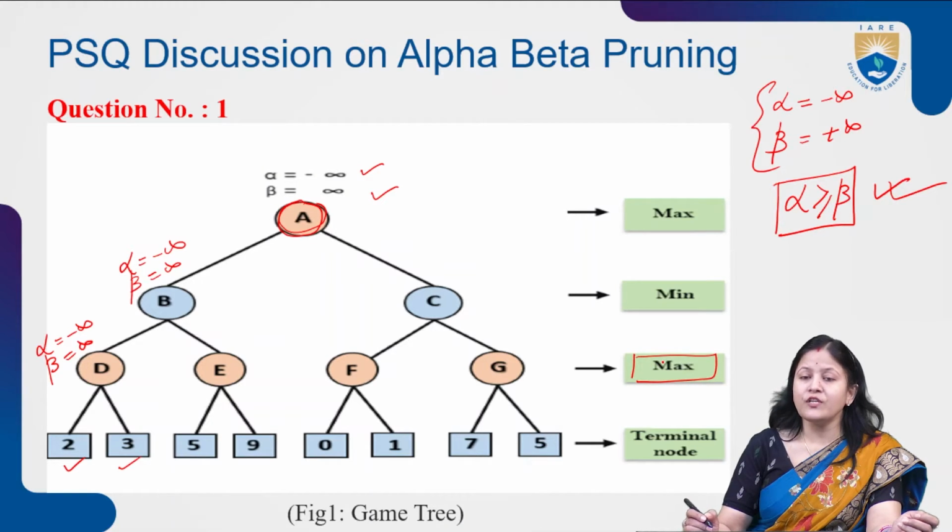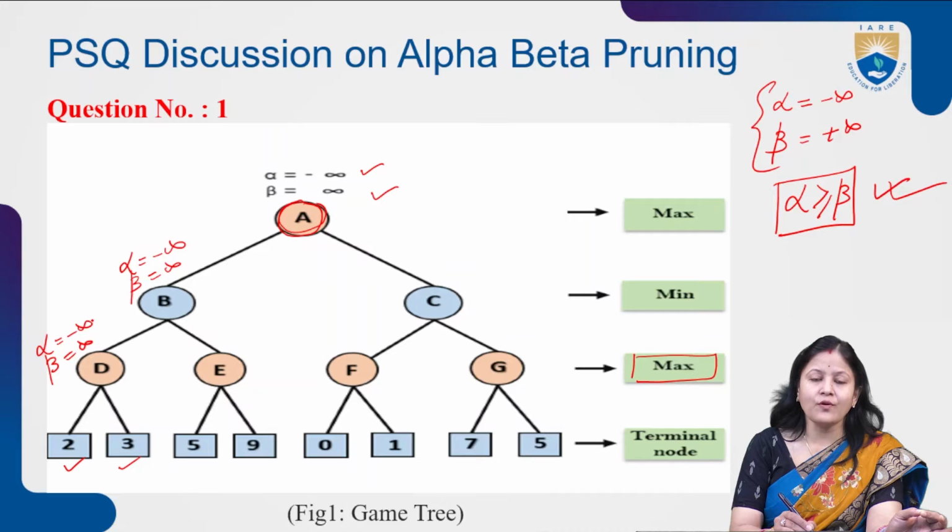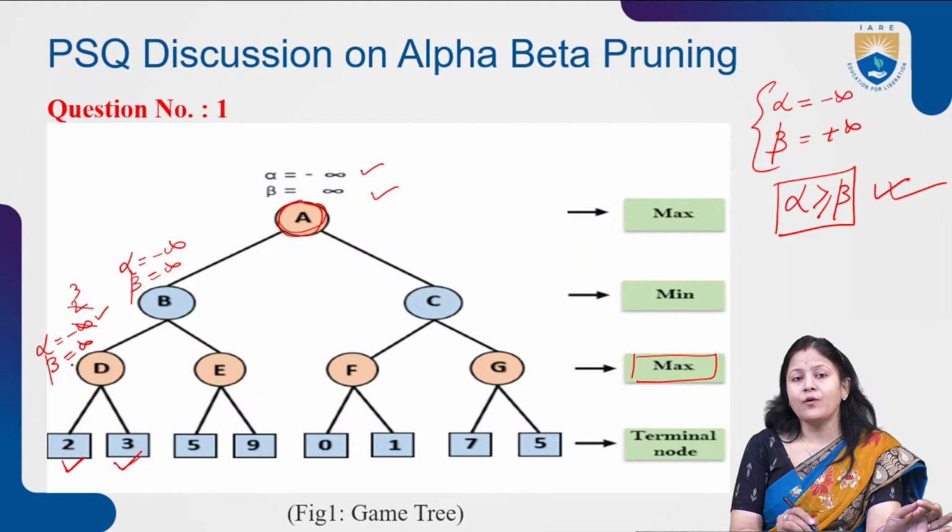A max node means which value needs to be updated as per our algorithm? The alpha value should be changed. How can we change the alpha value? The alpha value here is minus infinity, and the child node is 2. Between minus infinity and 2, who is max? 2 is max, so initially it will be changed to 2. After that this 2 gets compared with 3. Who is max? 3 is max. This is the way we change the alpha value for node D. But we should not touch beta. Beta is for the minimizer, and node D is in a max layer. That is why the alpha value will be changed and beta remains constant.